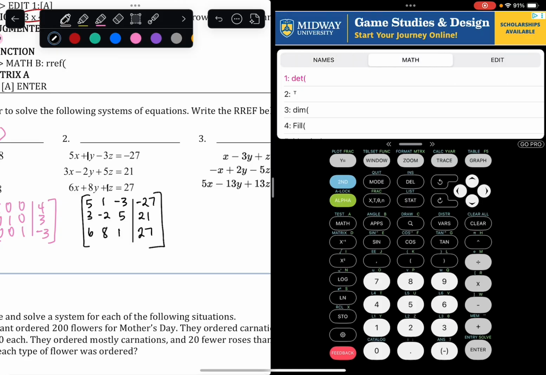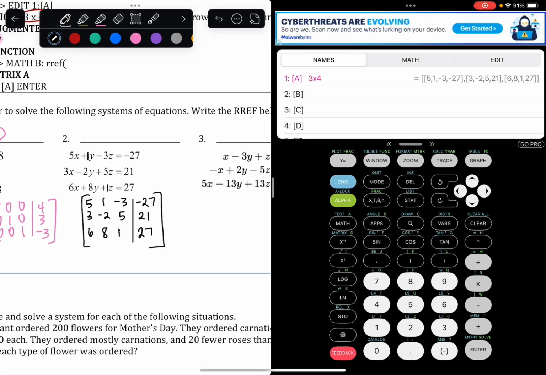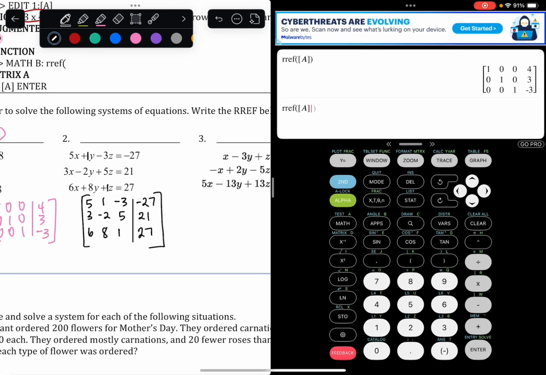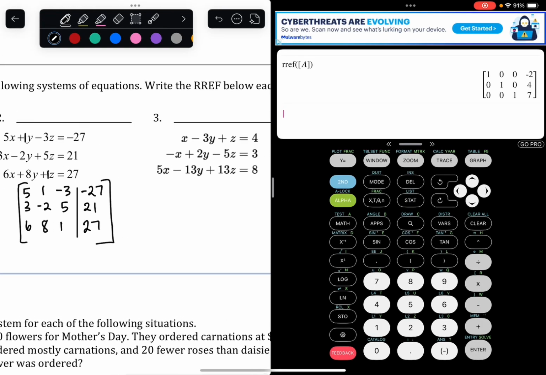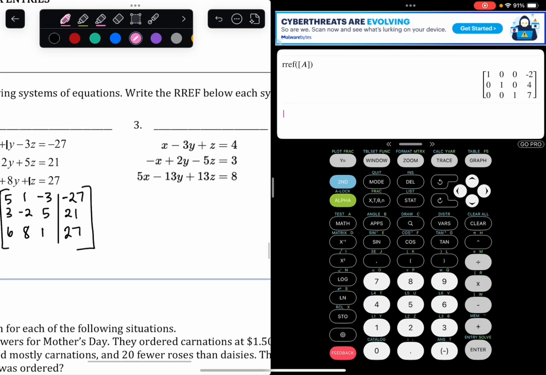Go to math. You're looking for RREF. And then second matrix, choose option A, enter. Okay, and so this time my reduced row echelon form, I see the zeros and the ones on the diagonal. Remember, that's your X column, that's your Y column, that's your Z column. So X is -2, Y is 4, Z is 7.